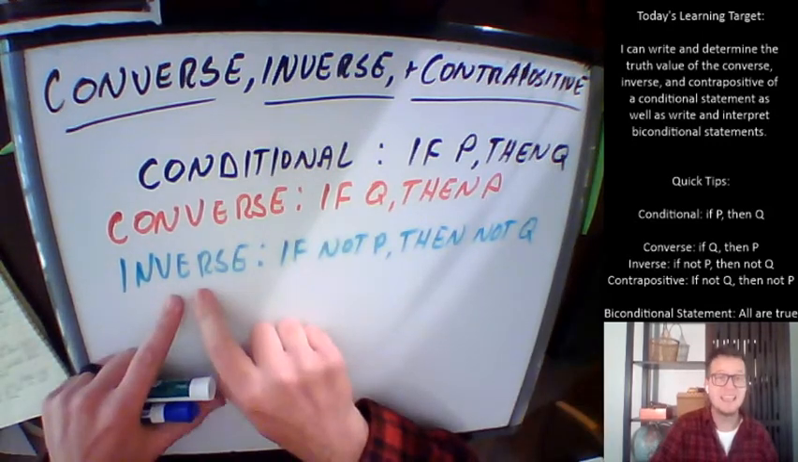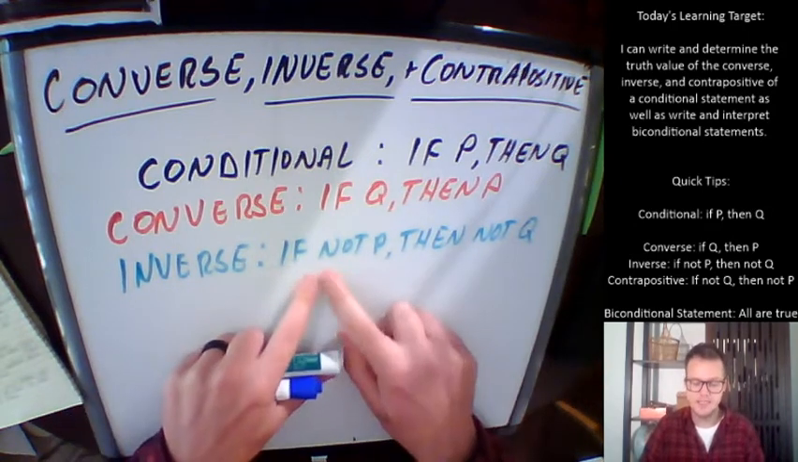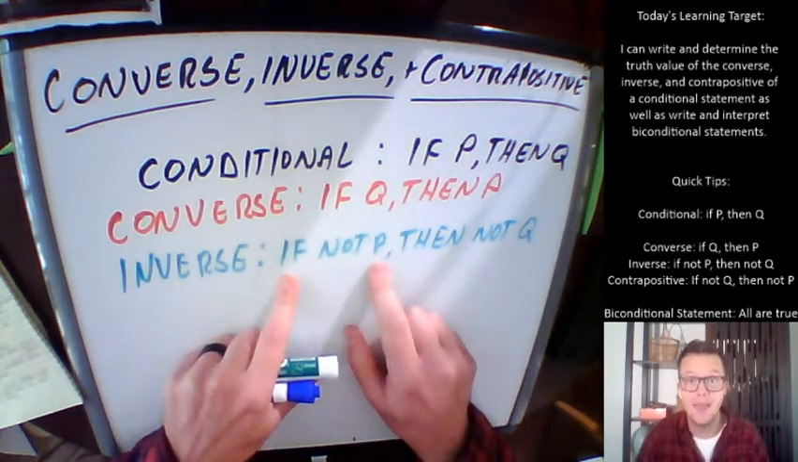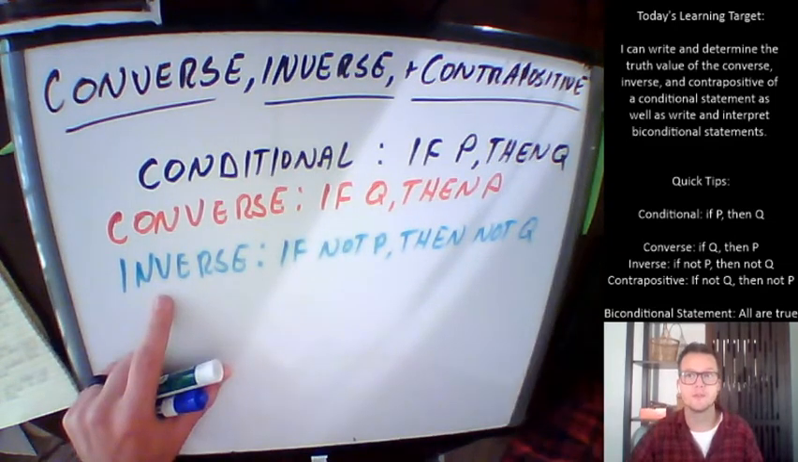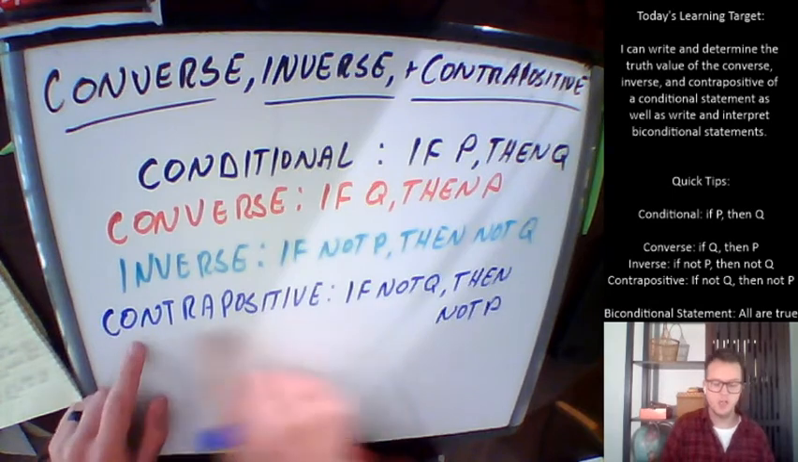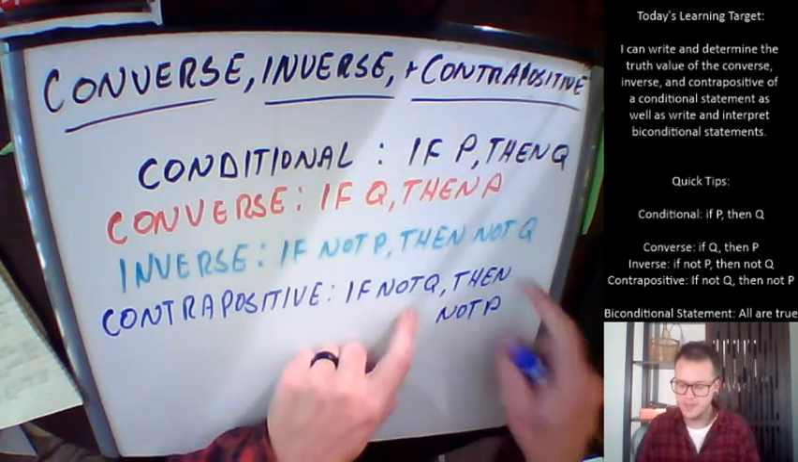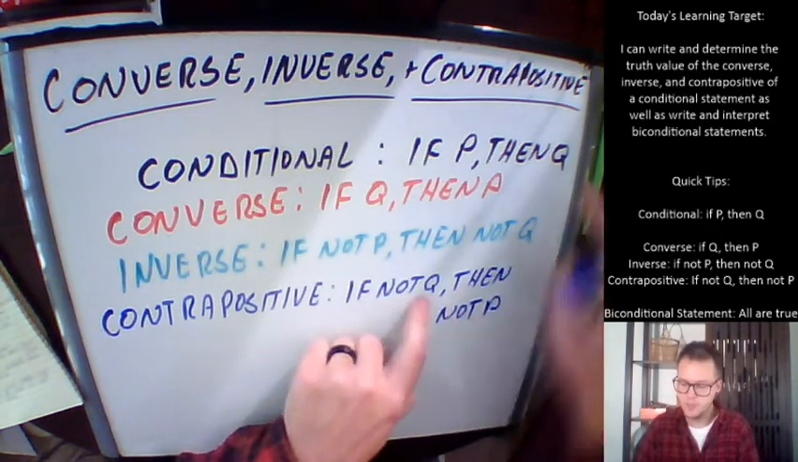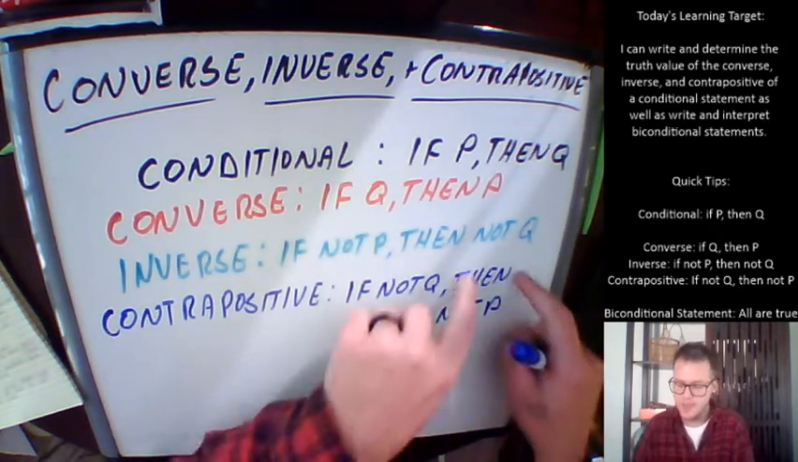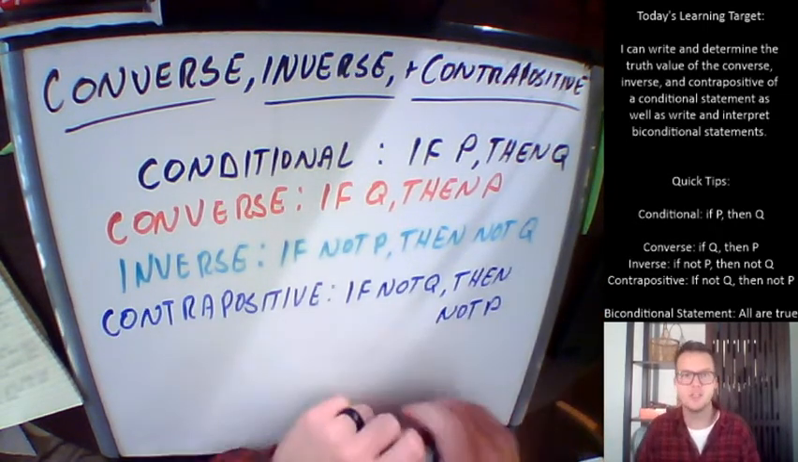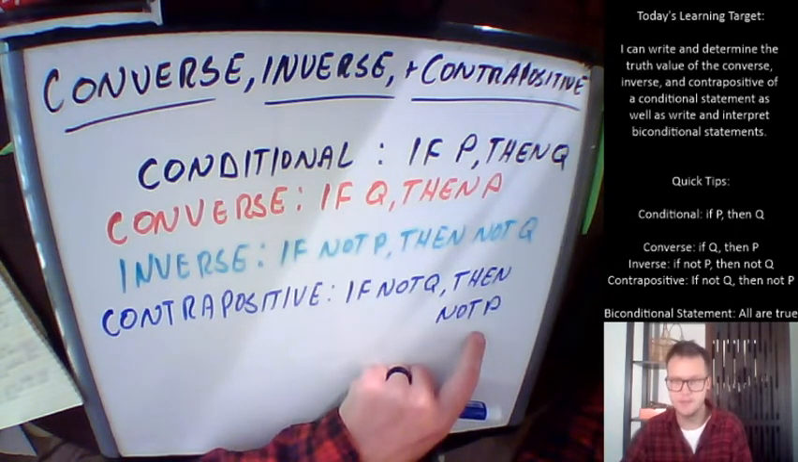The next variation is the inverse. The inverse says if not P, then not Q. This is saying if the conditions of P are not met, then Q is not going to be the result. We call this the inverse. The last of these variations is called the contrapositive, kind of a big word, and it says if not Q, then not P. So if the original conclusion, the original result, is not true, then the conditions are not met for P. The original hypothesis is not met.